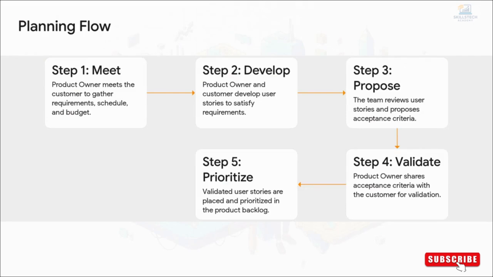So here's how that first phase really plays out, step by step. First, the product owner meets with the customer to really dig in and understand what they need. Second, they work together to turn those needs into user stories. Third, the dev team jumps in, looks at the stories, and figures out how to build them. That becomes the acceptance criteria. Fourth, the product owner takes that back to the customer to make sure everyone's on the same page. And finally, all those approved user stories get put into the product backlog and ranked by priority. Now you're ready to go.